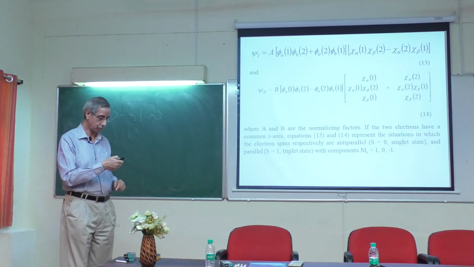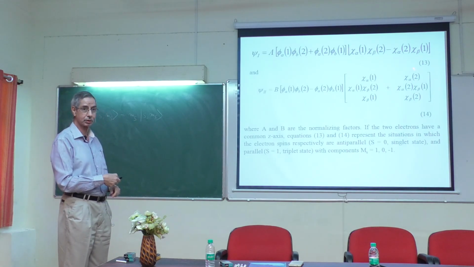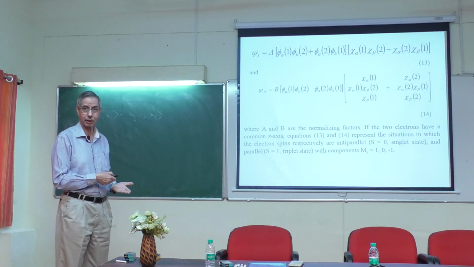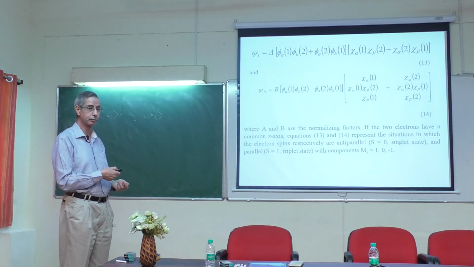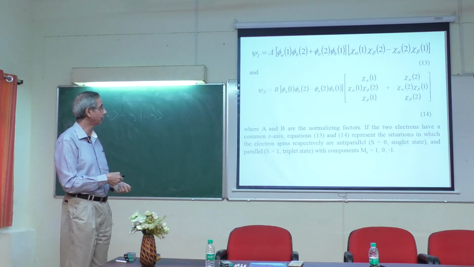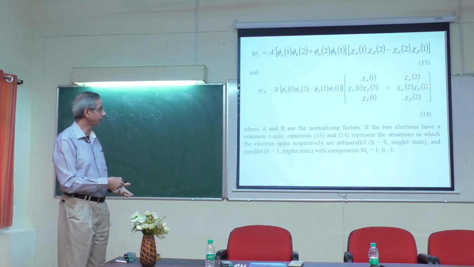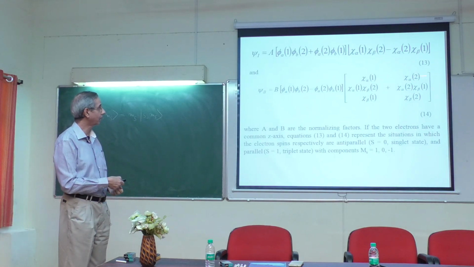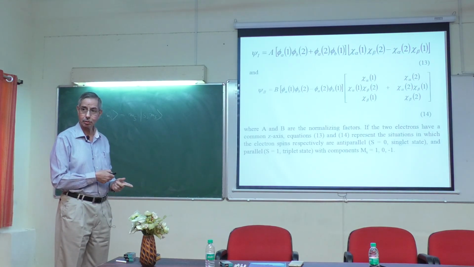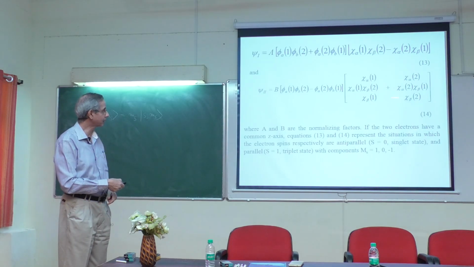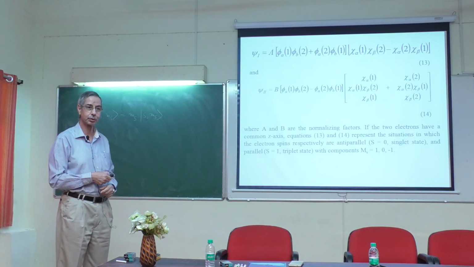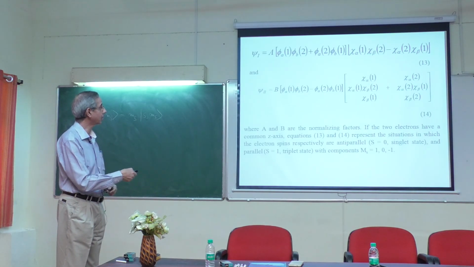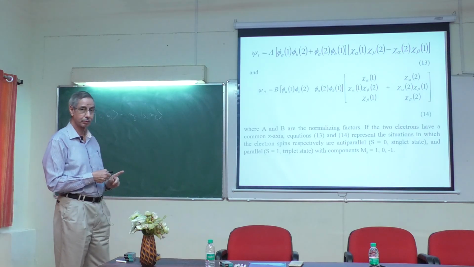Now if I write it in terms of ms, this is obviously a triplet state, because S is 1, so a triplet state. So there are 3 different states corresponding to this: ms equal to plus 1, ms equal to minus 1, and this one will correspond to ms equal to 0. So this corresponds to a spin singlet state, and this corresponds to a spin triplet state.